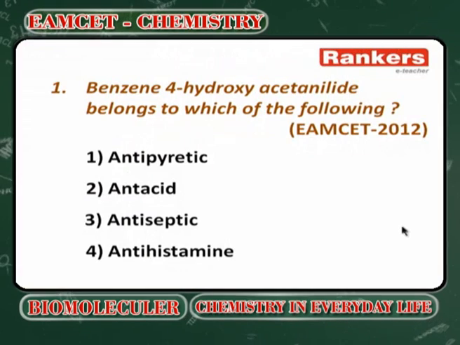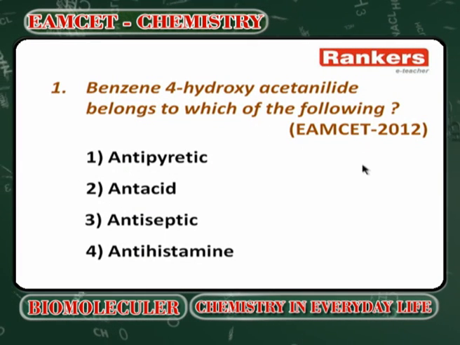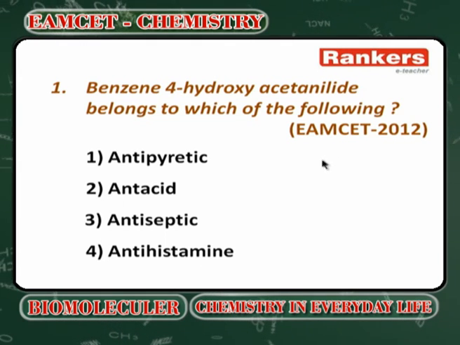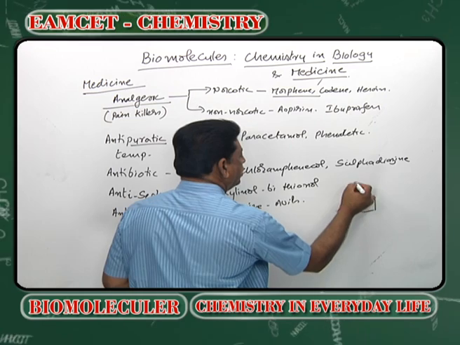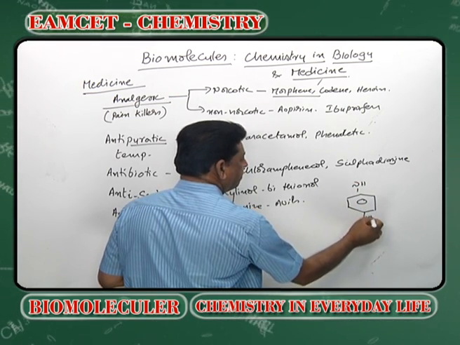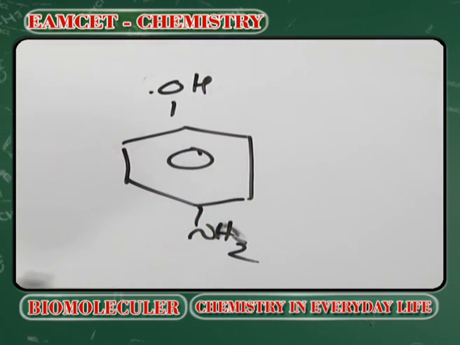Benzene 4-hydroxy acetanilide belongs to which of the family? This is nothing but paracetamol. It is para amino, that is amino. Let us take OH here. So, this is aminophenol.